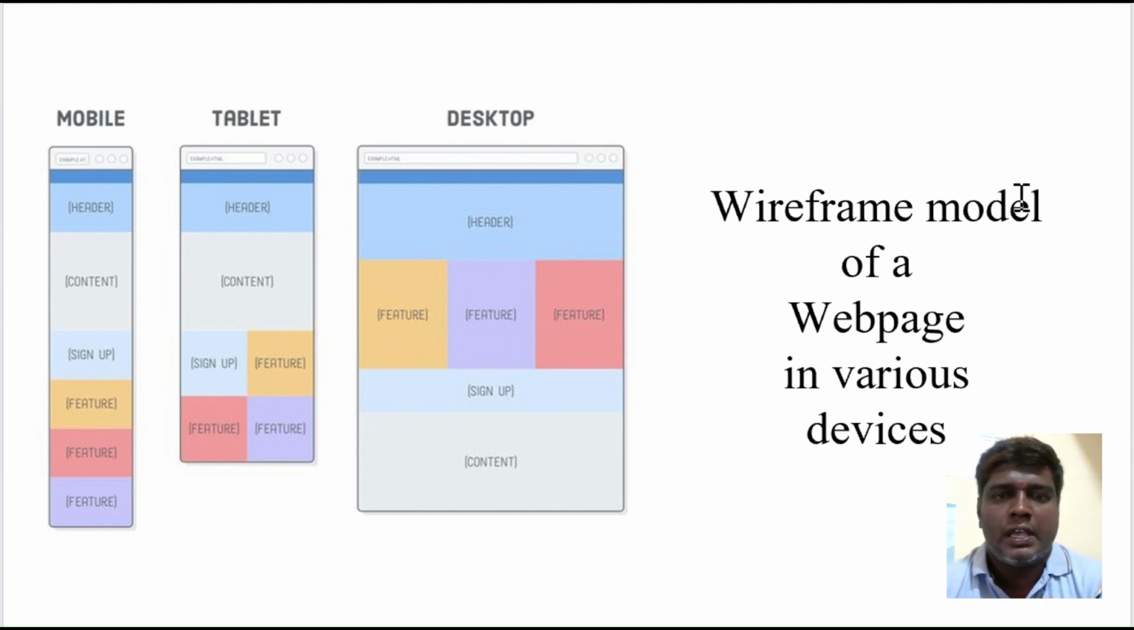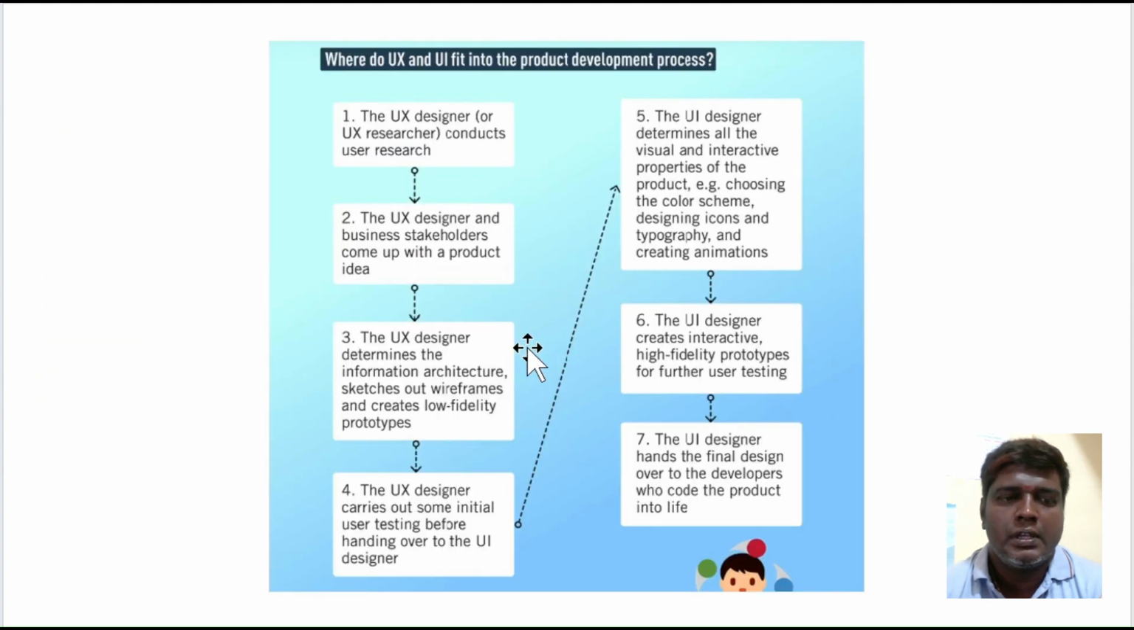This is a wireframe model of a web page designed for various devices, showing how it's going to be aligned in a desktop version, how it's converted for a tablet, and how it's converted for a mobile application. You can see this in the example. It should be dynamic and arranged based upon the devices.